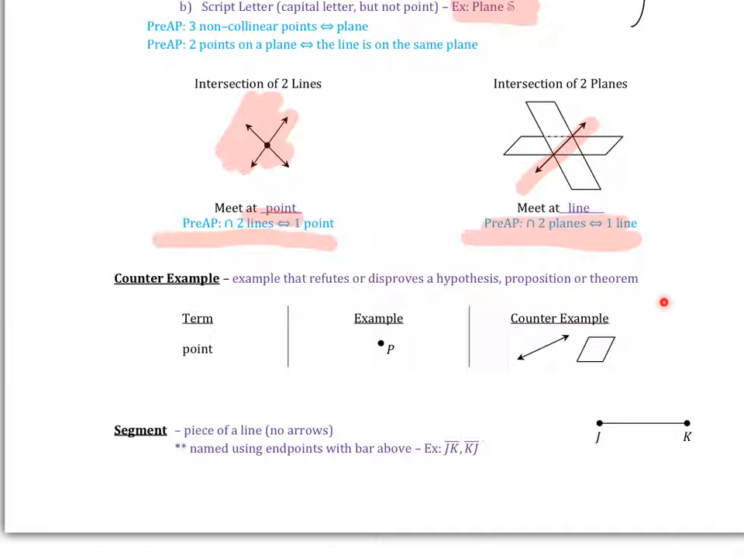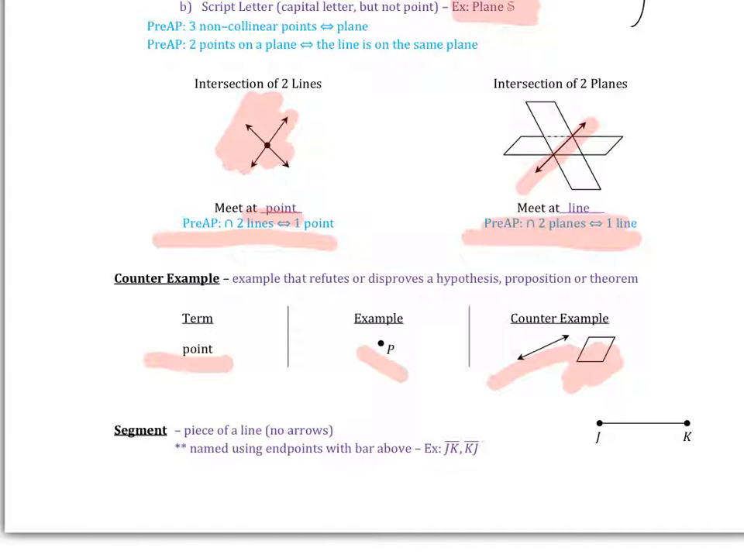Here's a counterexample. It's a non-example that refutes or disproves a hypothesis or proposition or theorem. For example, for the term point, we give an example, point P, and a counterexample would be a line or a plane. Those are the 3 undefined terms in geometry.